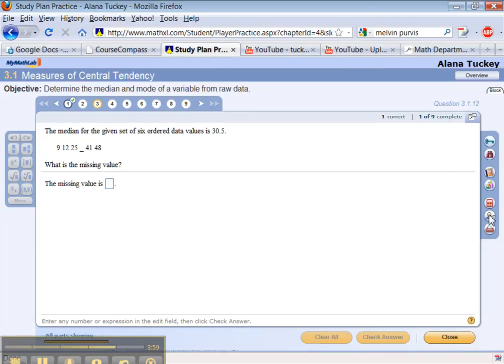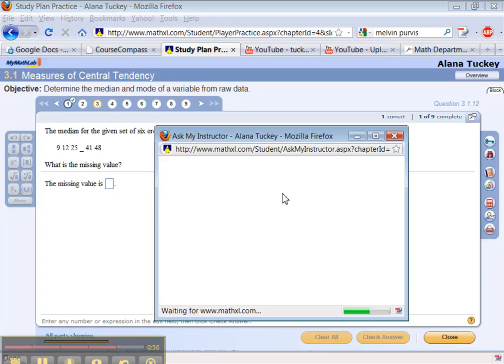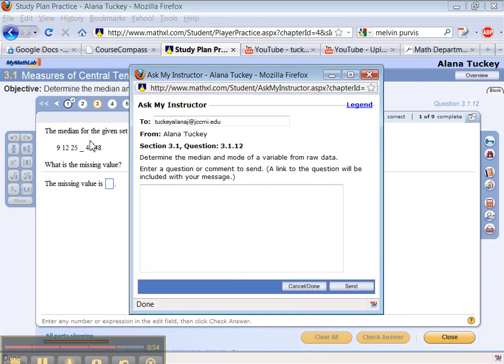Then there's the Ask My Instructor feature. If students click on this, it sends you an email with this exact problem. They can send you questions like, I don't understand how to do this. They can send it to you via email, and you get it, and you can reply back to them. And you can see, it's sending it to my email address.